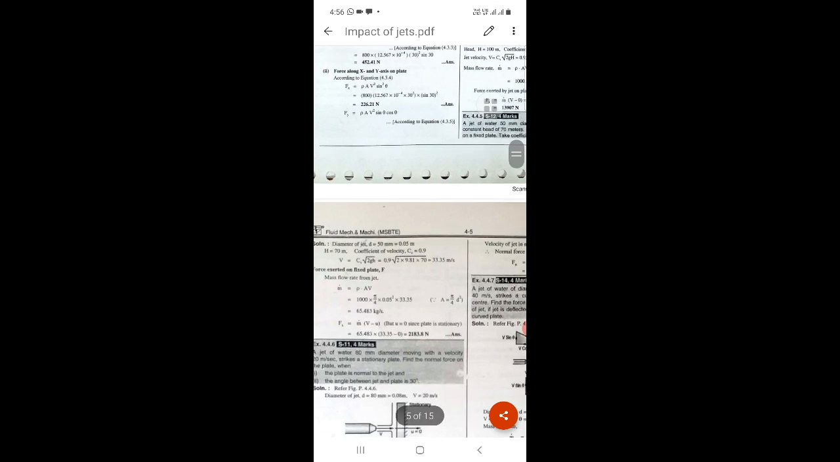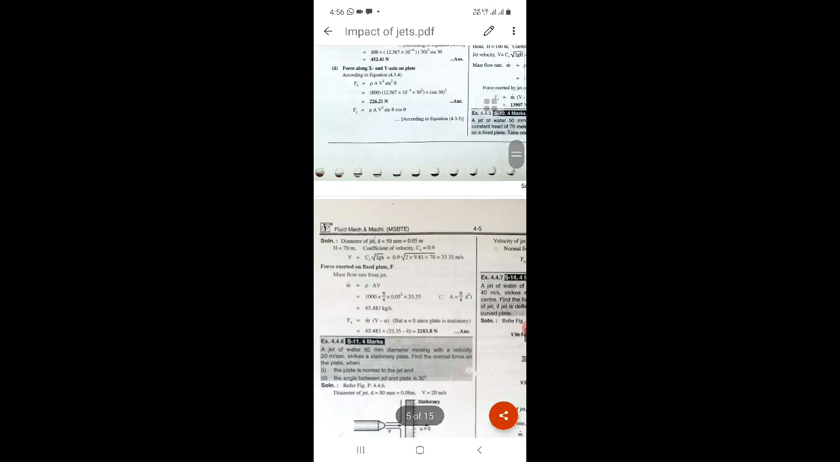Take V equal to Cv under root 2gH, which is 0.9 into root of 2 into 9.81 into 70, that is 33.35. Next, the force exerted by the jet is ρAv². By this process, m dot is obtained as 65.483, and with (v - u) where u is 0, ρAv² is 2183 Newton. So this is your required answer. So write down.